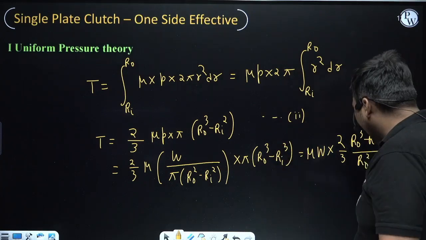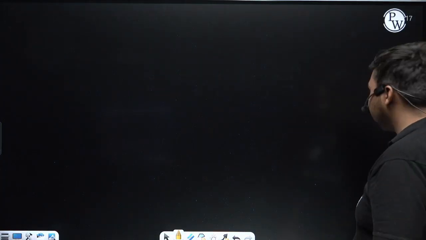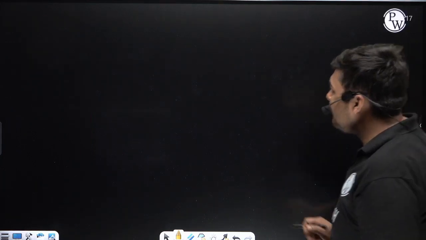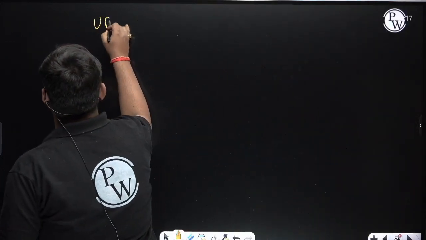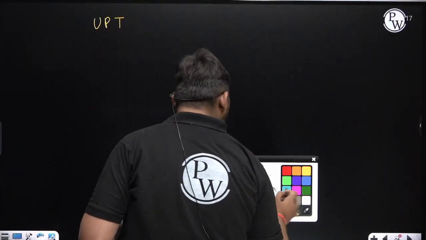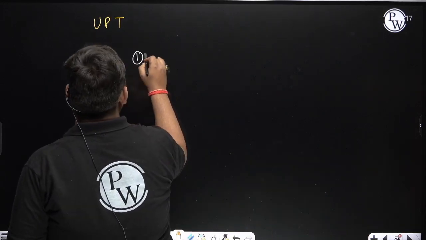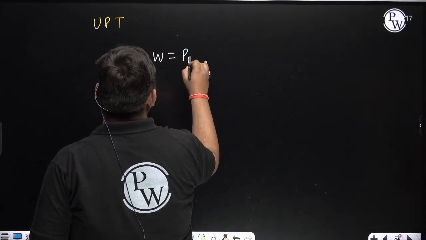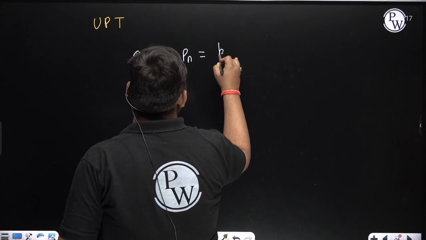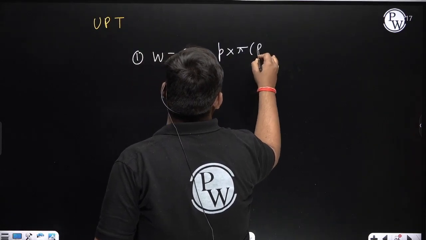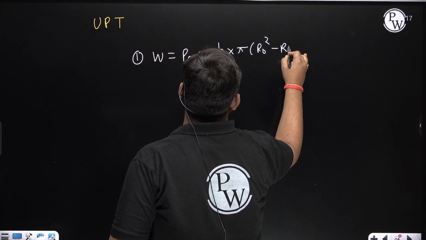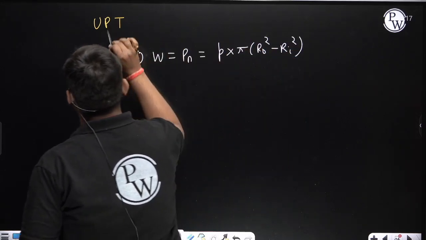So I am writing the final formula for uniform pressure theory, for a single plate clutch with one side effective. The formula of W is equal to total pressure force, which is pressure P into pi R naught square minus Ri square. If you want, you can remember this. But it is for uniform pressure theory.